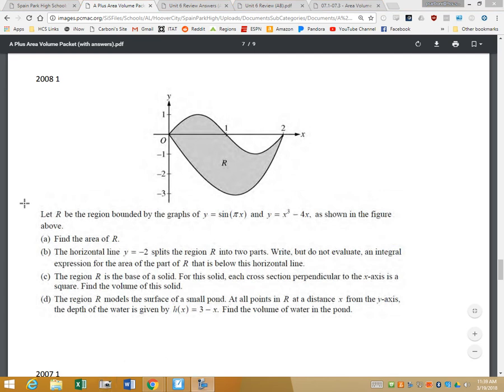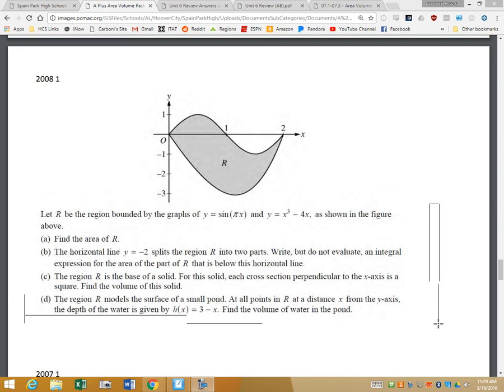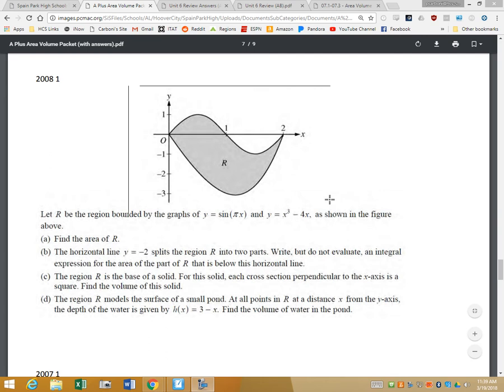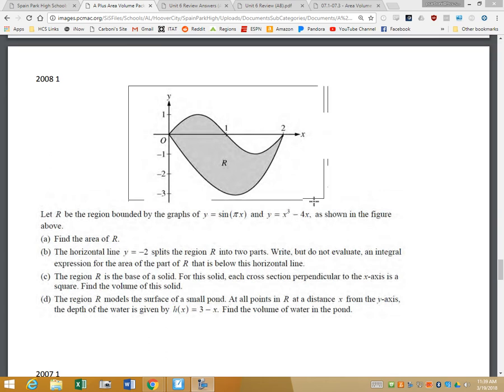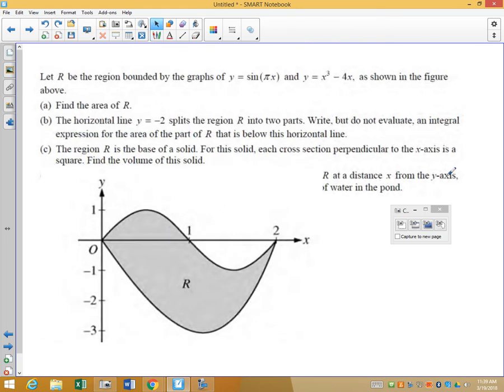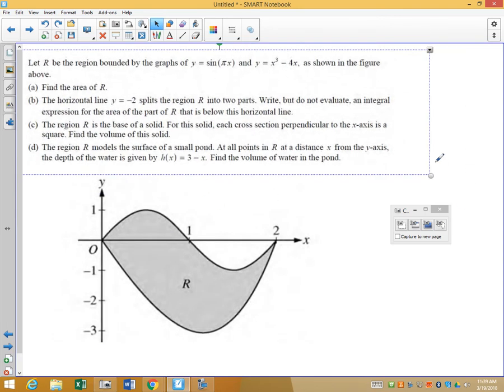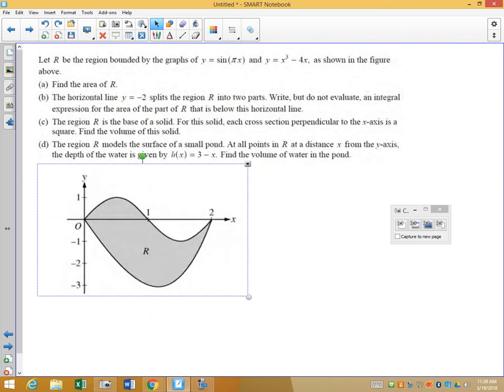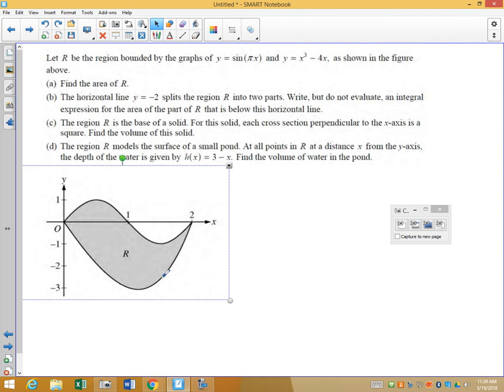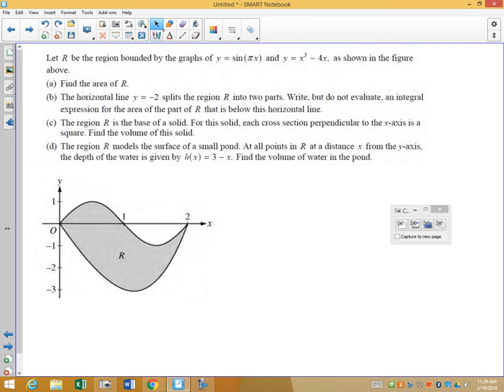Okay, so this problem from 2008, number 1, this is a calculator problem. Let me grab the picture of the region. On the area volume questions, if you get one on the AP exam, they typically start kind of nice. Like question A is just a straight up normal generic find the area of the region. It is a calculator problem, but even without the calculator, you should be able to deduce that x cubed minus 4x is the one on bottom and the sine x is the one on top.